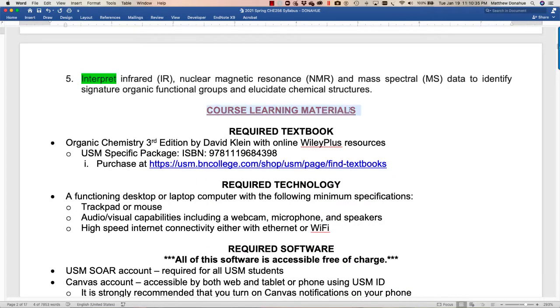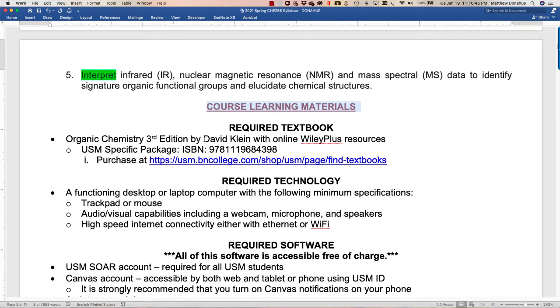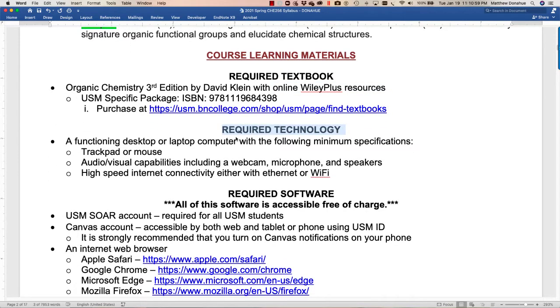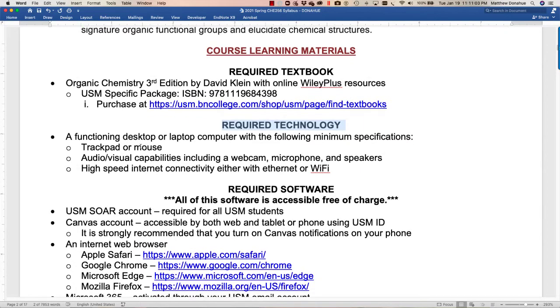Our course materials: you're going to need the USM specific package, which you can buy in the Barnes & Noble bookstore, for the David Klein 3rd edition of Organic Chemistry. And really, it's the online resources that we need, through this code that you're going to buy, to do your homeworks and your exams. So required technology: you need a functioning desktop or laptop computer.